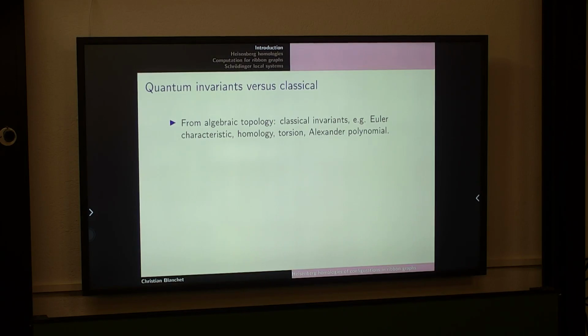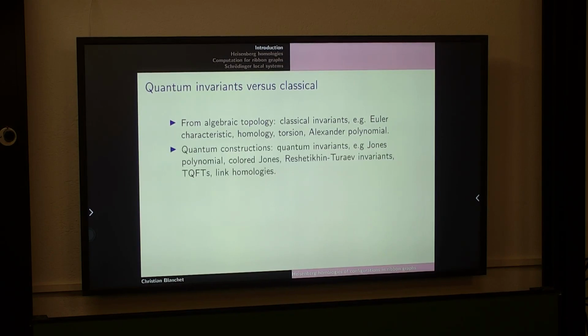So first motivation is that most people here are interested in quantum invariants. So my motivation is the question about quantum invariants versus classical. From algebraic topology, you know those classical invariants like Euler characteristic, homology, torsion, Alexander polynomial. And from quantum construction, we know a lot of so-called quantum invariants, starting with the Jones polynomial, Carlot-Jones, for links, Reshetikhin-Turaev for three-manifolds, TQFTs, link homologies, if you think about categorification.